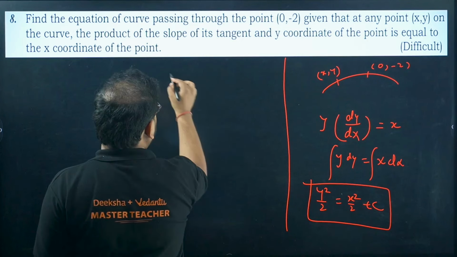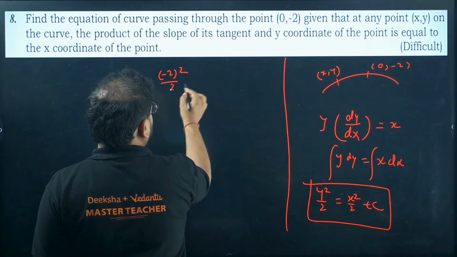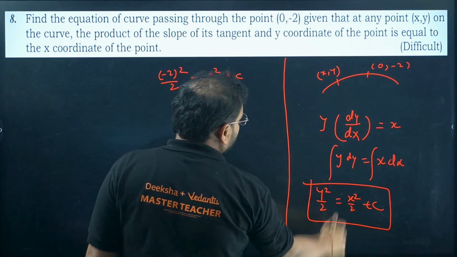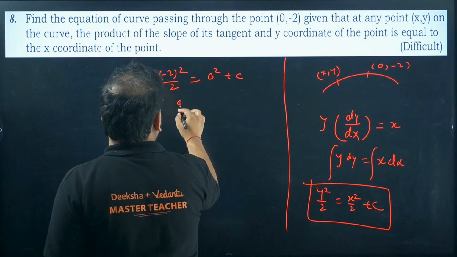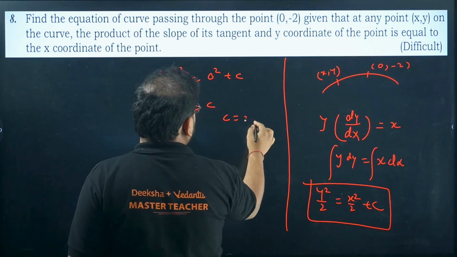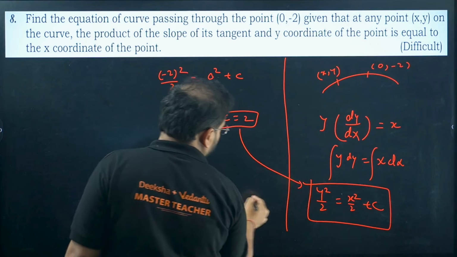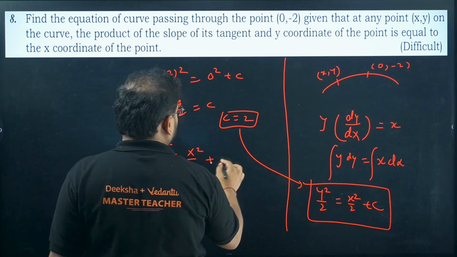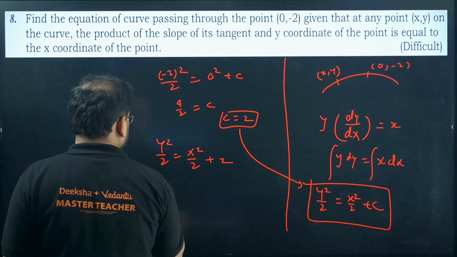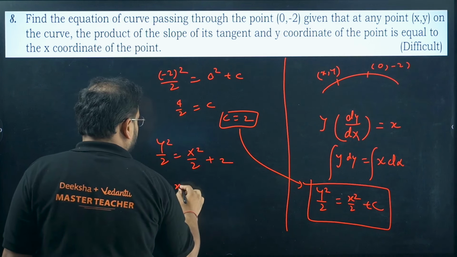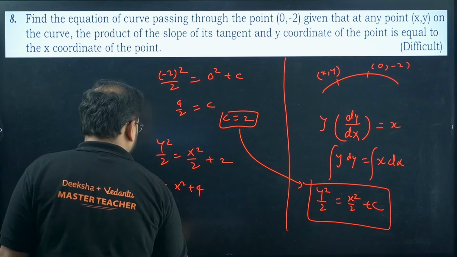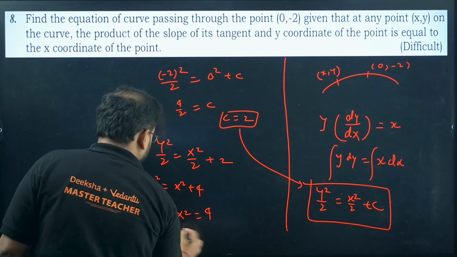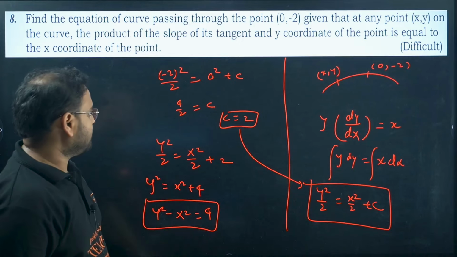Used over here, we'll get minus 2 whole square by 2 equals 0 square plus c. Correct? x square is 0 square. So we get 4 by 2 equals c. C value is 2. Put it back in the equation. We'll have y square by 2 equals x square by 2 plus 2. Simplify this. I'll get y square equals x square plus 4, or y square minus x square equals 4. That's my result.